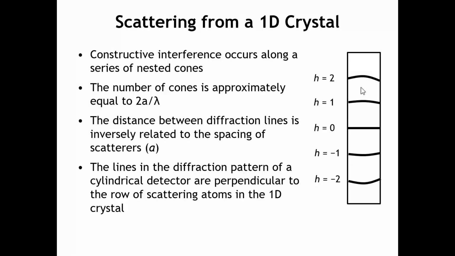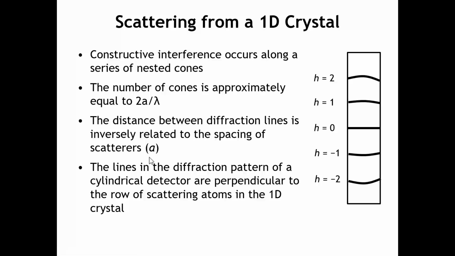So we can summarize what we've learned about scattering from a one-dimensional crystal. First of all, constructive interference occurs along a series of nested cones, and those cones are nested around the axis of our one-dimensional crystal. The number of cones depends upon the wavelength and the spacing of atoms in the crystal. It will go up as the spacing between the atoms increases, as A, the unit cell length of our one-dimensional crystal, increases. It's also going to go up as lambda decreases, so as the wavelength of the radiation gets smaller. And perhaps the most important fact is that the distance between the diffraction lines is inversely related to the spacing of the atoms in our one-dimensional crystal.